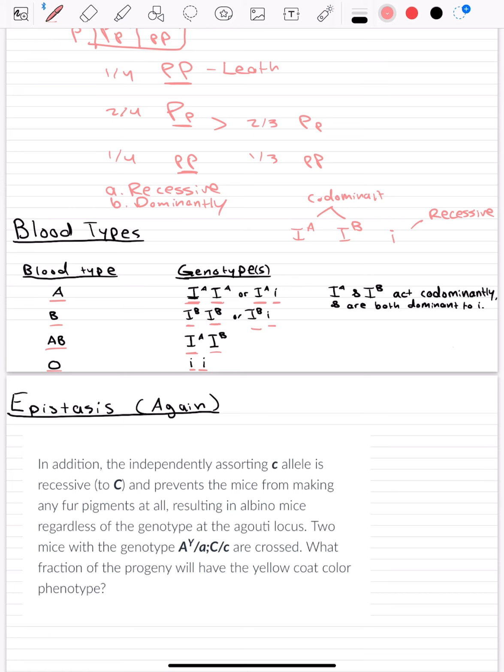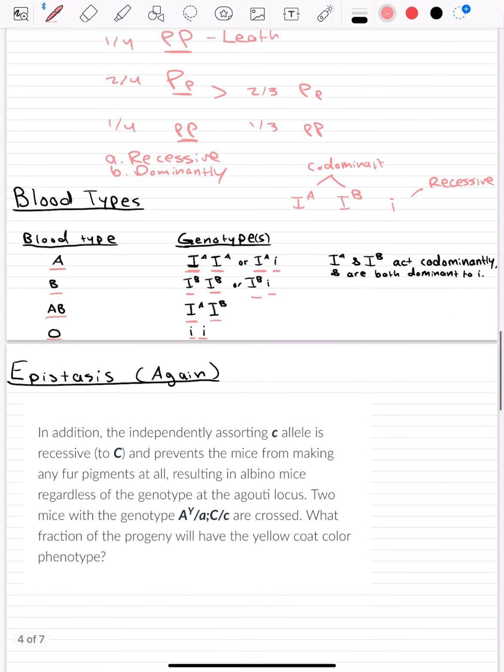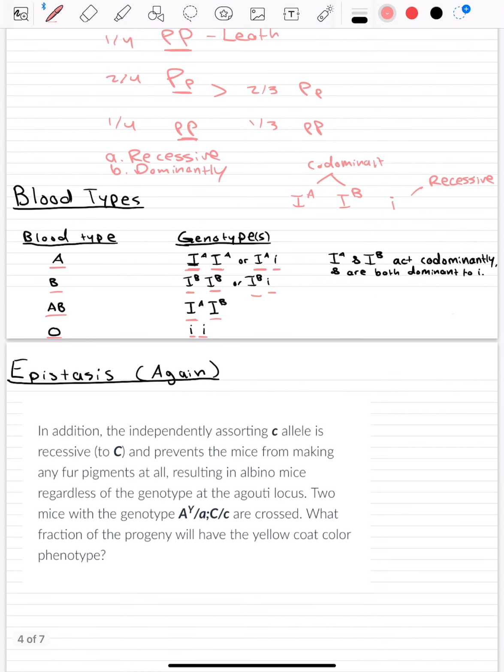Also, if there was a question asking about Hardy-Weinberg for blood types, there was a specific equation you have to know. It's different from the traditional Hardy-Weinberg equation. So the Hardy-Weinberg equation, as we know, is a way to determine the frequency of the genotypes and alleles in a population, assuming that a variety of conditions are met and no evolution is occurring.